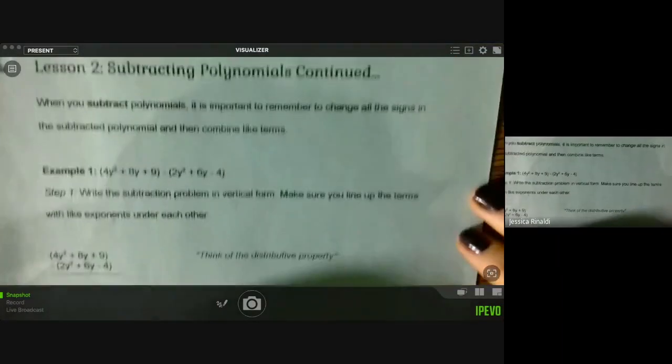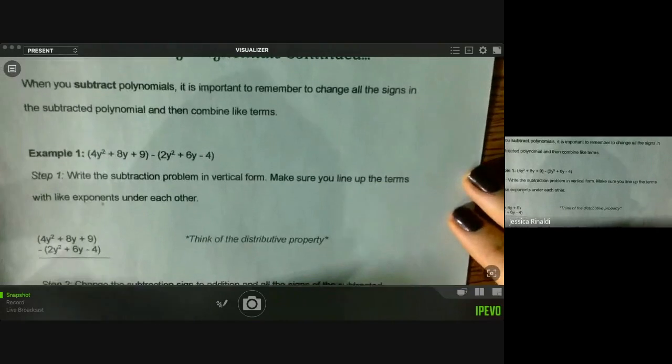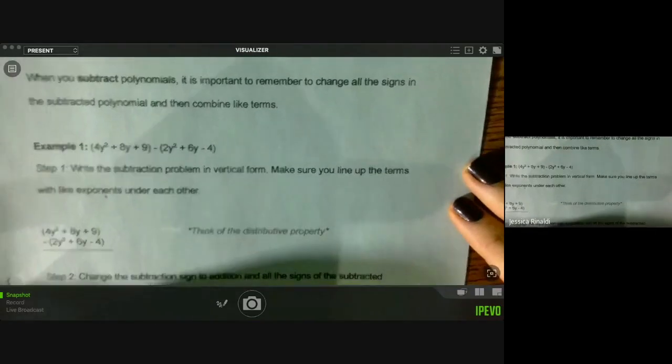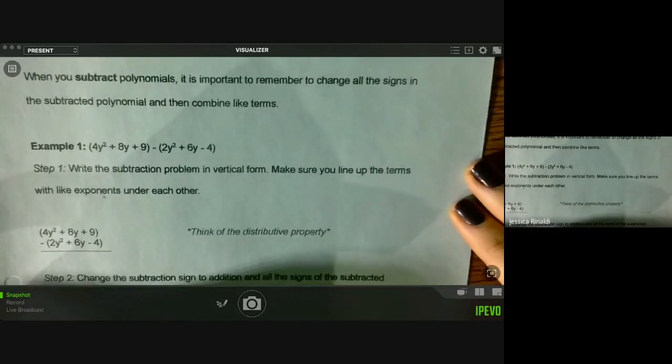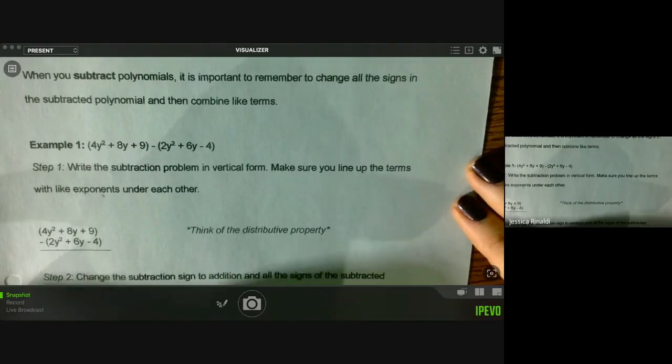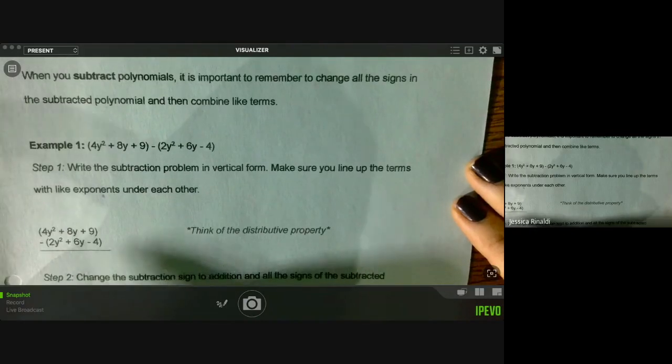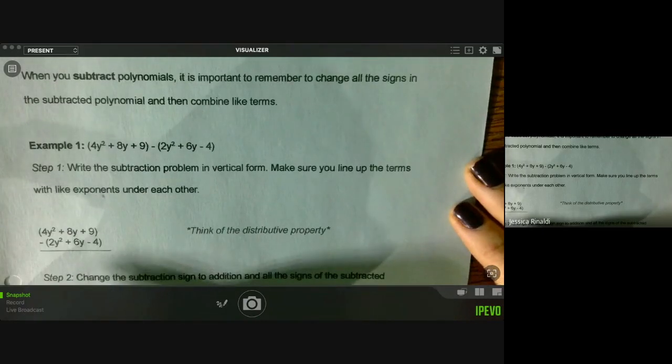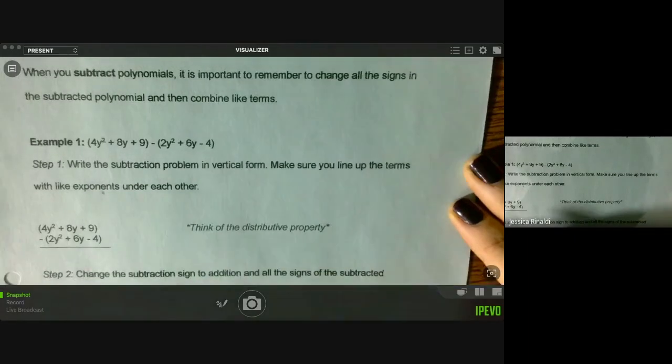So moving into subtraction. Same thing. We're still combining terms. There's just one extra little step that you have to be careful with subtraction. When you subtract polynomials, it's important to remember to change all of the signs in the subtracted polynomial and then combine like terms. So here I want you guys thinking about the distributive property. Okay, so let's look at this first example.